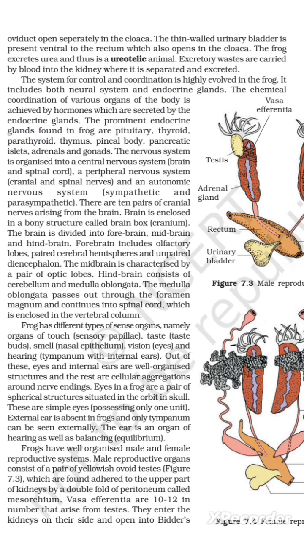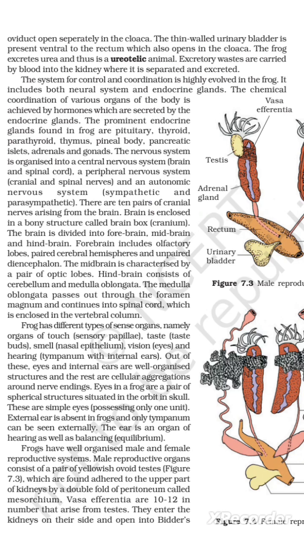The prominent endocrine glands found in frog are pituitary, thyroid, parathyroid, thymus, pineal, pancreatic islets, adrenal, and gonad. The nervous system is organized into a central nervous system, brain and spinal cord, a peripheral nervous system, cranial and spinal nerves, and an autonomic nervous system, sympathetic and parasympathetic. There are 10 pairs of cranial nerves arising from the brain.